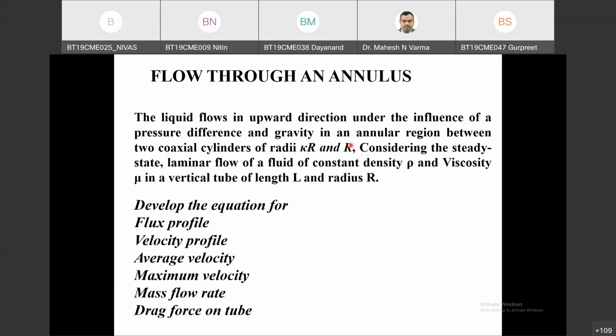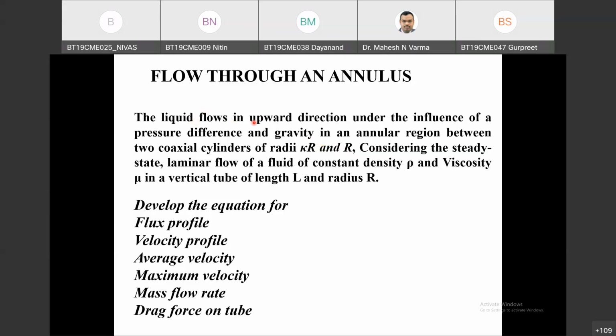This is very important when we are discussing a shell and tube heat exchanger. At that time this velocity profile is very, very important. So the most important, as I told, is flow through pipe. Next to that is flow through annulus. You will come across it, because a jacketed reactor can also be treated as flow through annulus.